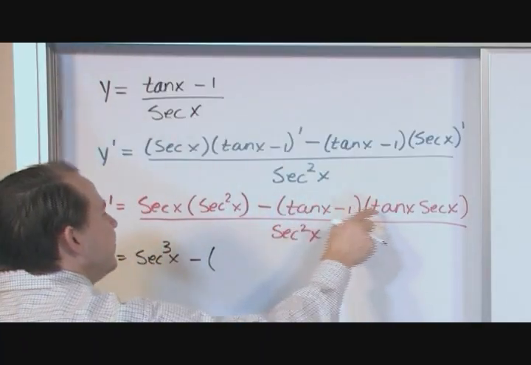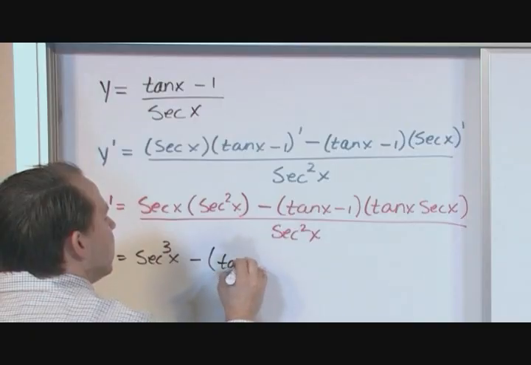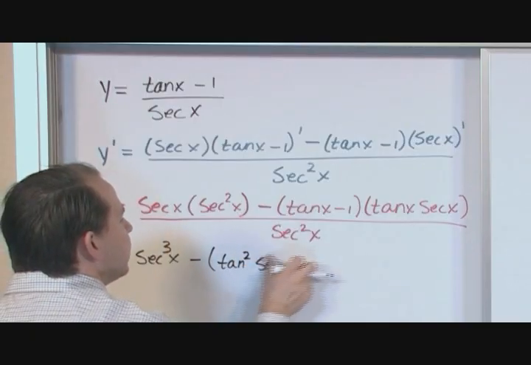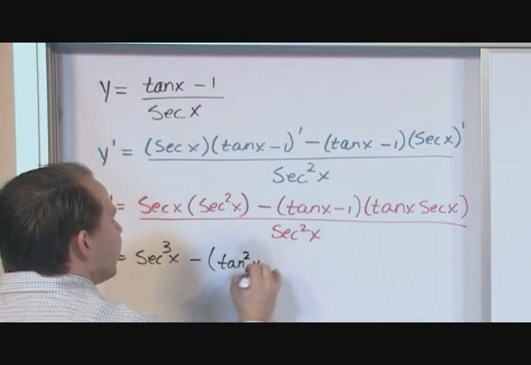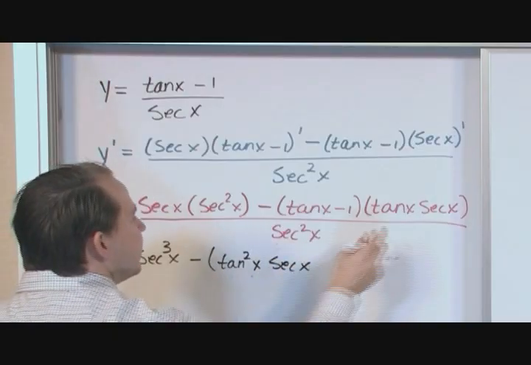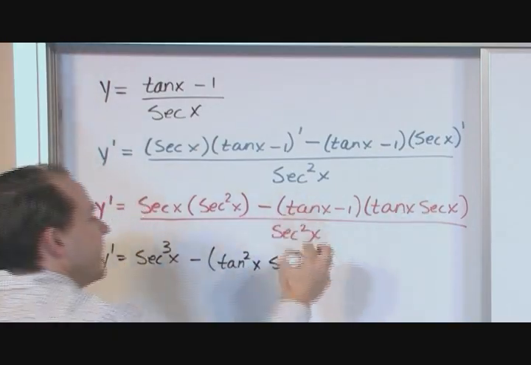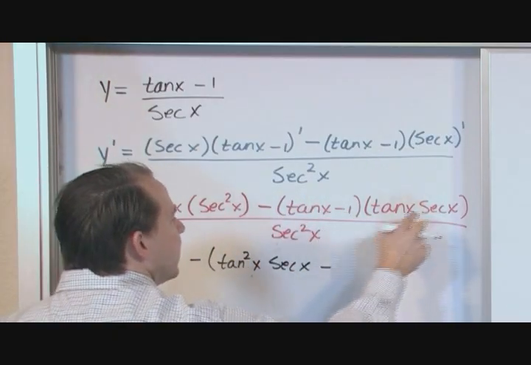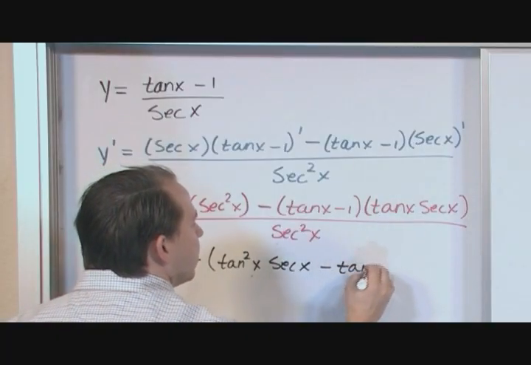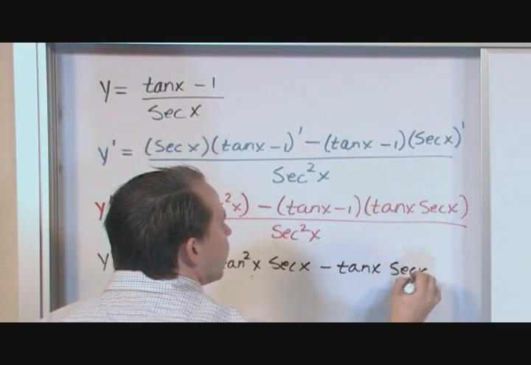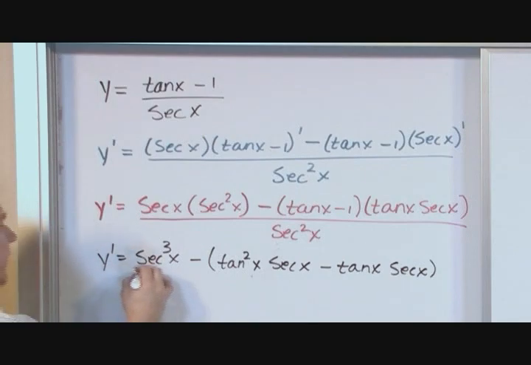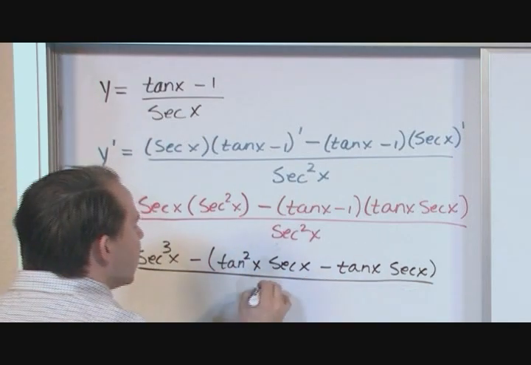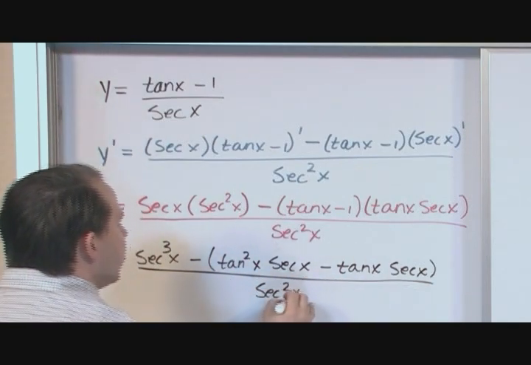So what we'll have is tangent squared times secant. Let me write the x's in here to make sure you know. Tangent squared x times secant x. That's this multiplied by this. Minus this multiplied by this is just going to be tangent secant. Okay, so that's everything on the top. And on the bottom is secant squared x.